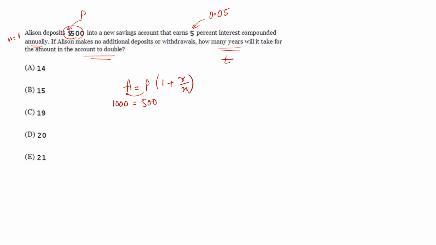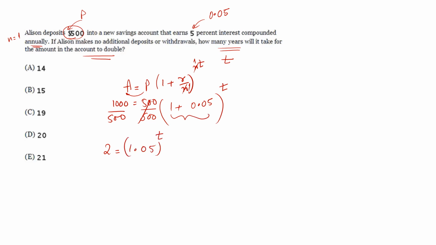Okay, so my formula will be 1 plus r over n, to the power of nt. Now my n is 1, so I will not keep writing the n. I will write here 1 plus r, which is 0.05. No need of writing the 1, because anything divided by 1 is the same thing. n times t, so only t is left. Now I have to find t. Before that, I will divide both sides by 500, which means I will get 2 equals 1.05 whole to the power of t.